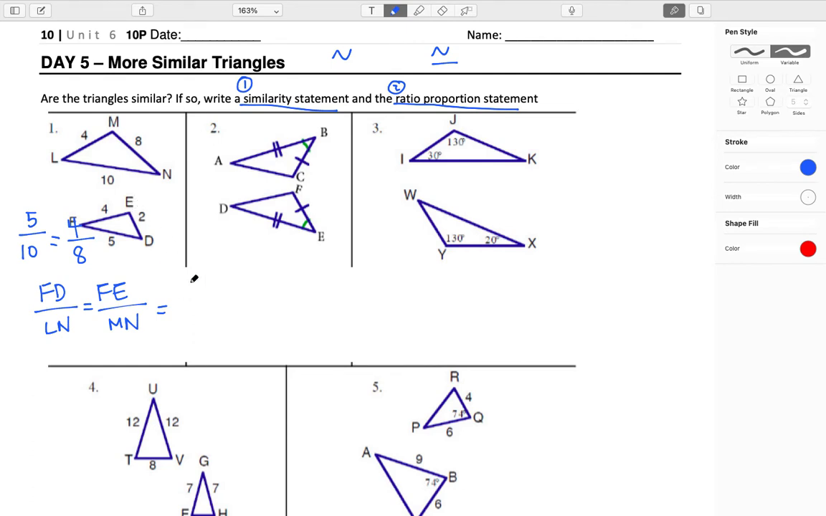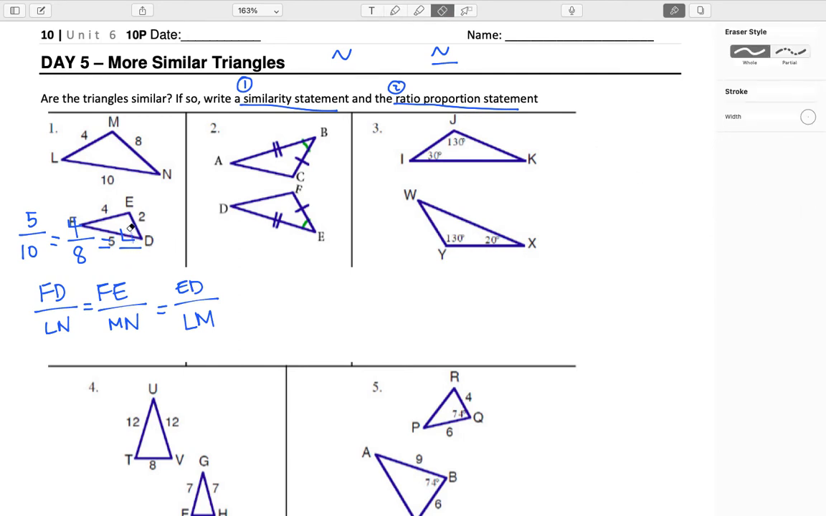Next, the smallest number in this case is ED, and the smallest number in this triangle is LM, which is 2 over 4. Oh, I think I mixed it up. Sorry. It should be LM, which is 4, and this is 2.